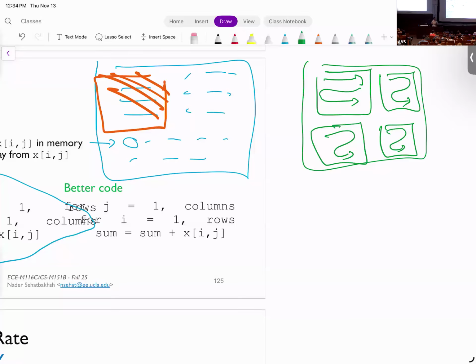Yes. Yeah, so the most efficient way would be making the tile as big as your level 1 cache, for example.